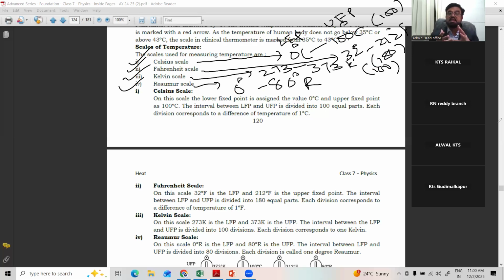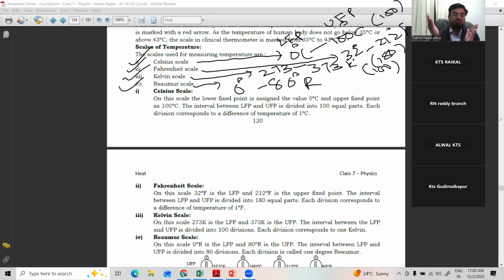Different scales with different calibration give the same measurement, but as per requirement we use them. All these scales have a lower fixed point and an upper fixed point: 0 to 100 degrees Celsius, 32 to 212 degrees Fahrenheit, 273 to 373 degrees Kelvin, and 0 to 80 Romer. They are classified and used based on their lower fixed point and upper fixed point.